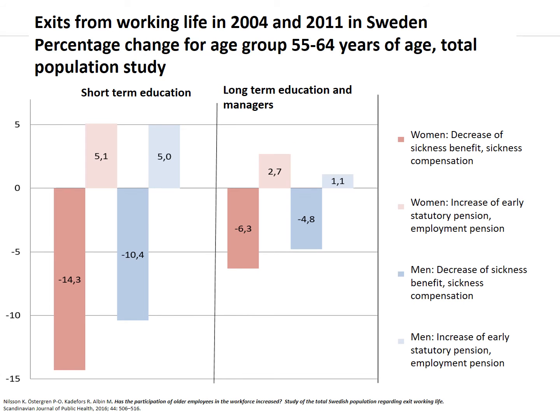In order to examine the meaning of the personal financial situation to participation in working life, we examine the age group of 55 to 64-year-olds. We examine what happened to this age group in 2008 when the social security system was reorganized in Sweden, which made it harder for people to receive sickness benefits and sickness compensation.